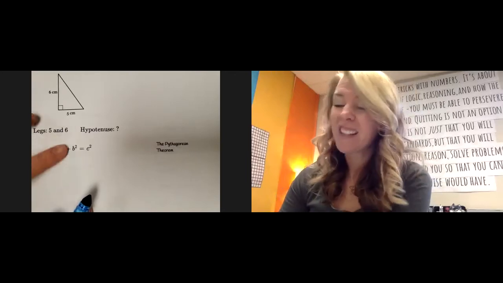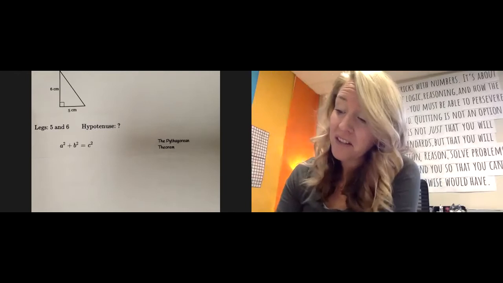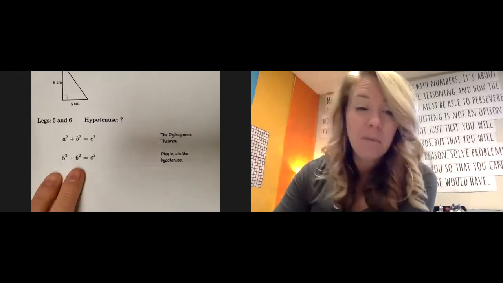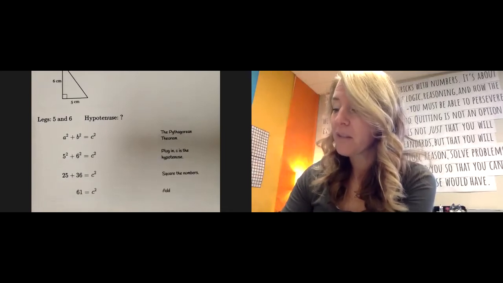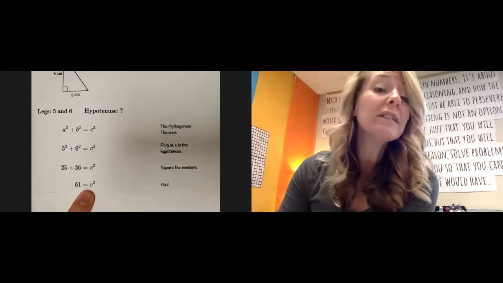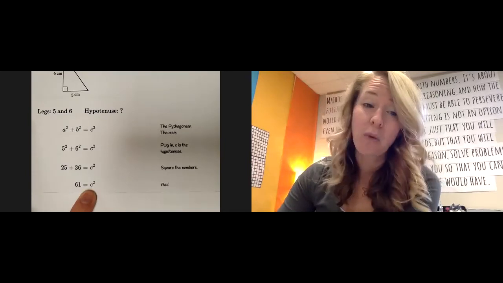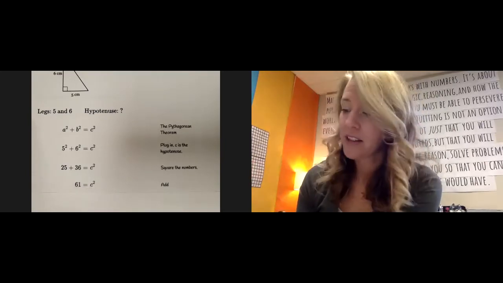We know 5 and 6. Honestly, the order doesn't matter. It could be 6 and 5, because you're going to add them up anyway. So we square them, we put them together. 25 and 36 are going to make 61, but we're not quite done yet because that's equal to c squared, the square of that third side.